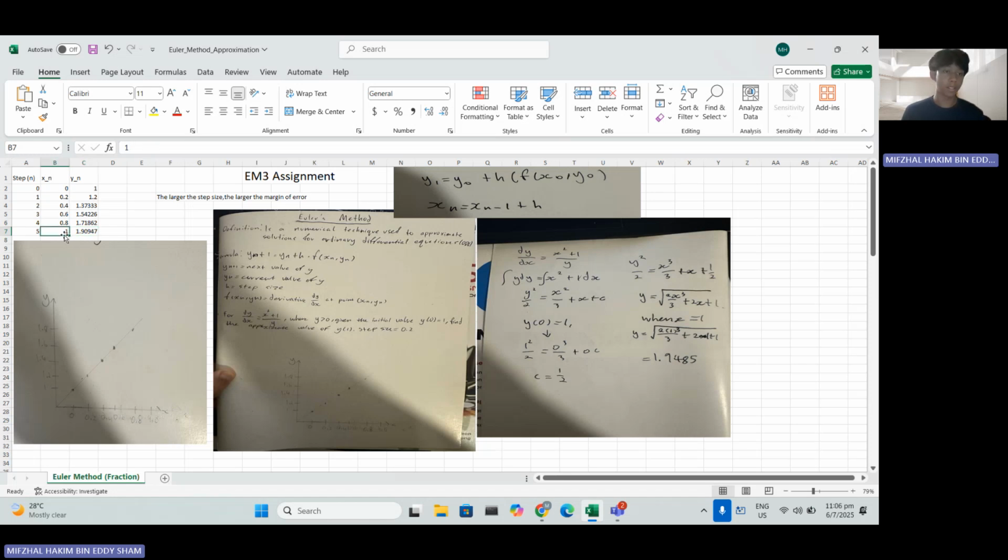Now why we stop at x1 is because the question asks us to find the value of y when x is equal to 1. Here x is equal to 1, so the value of y is 1.90947.